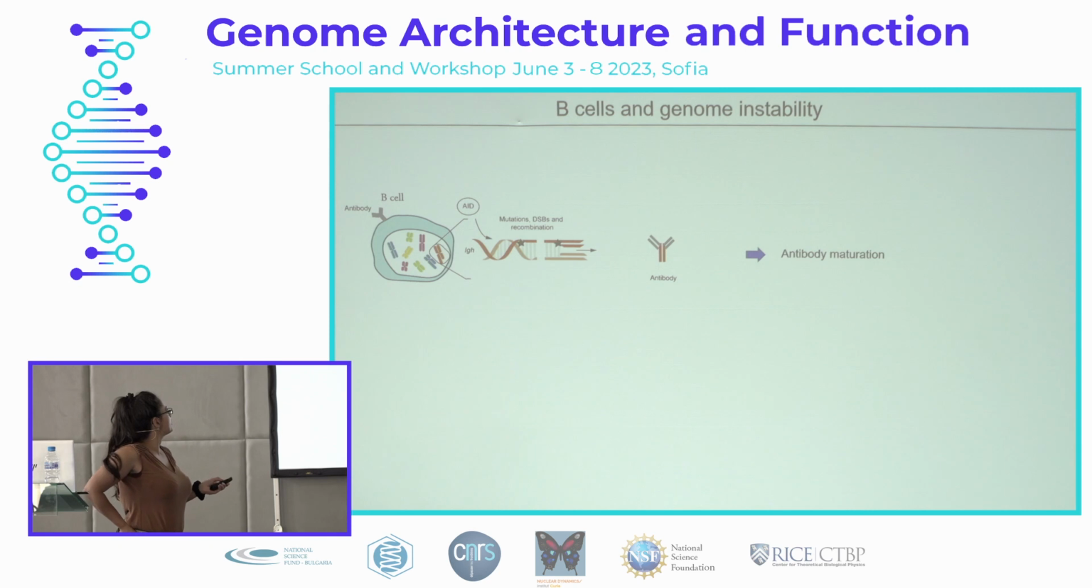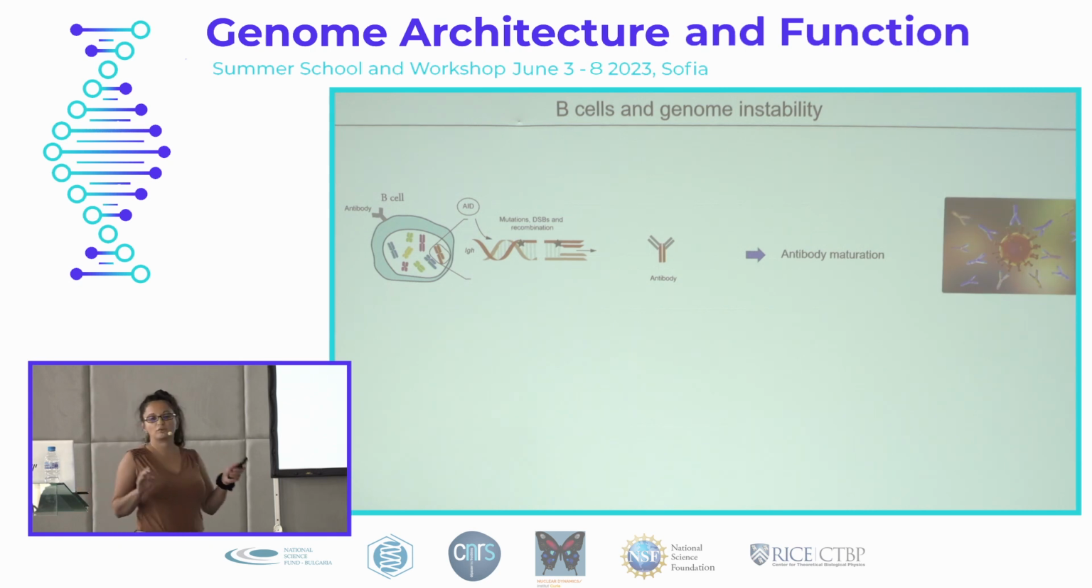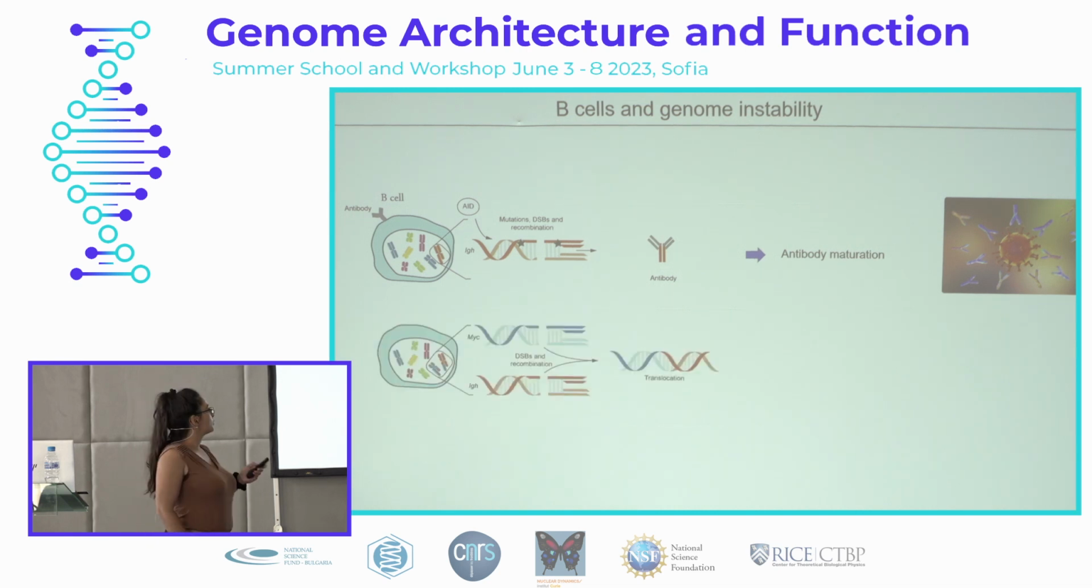And this is very important to generate the vast repertoire of antibodies in a process of antibody maturation, which allows us to fight the different pathogens we are exposed to. But the downside of this process is that it can get misregulated and can target also other genes in the genome, generating mutations, and this can lead to double-strand breaks and translocations.